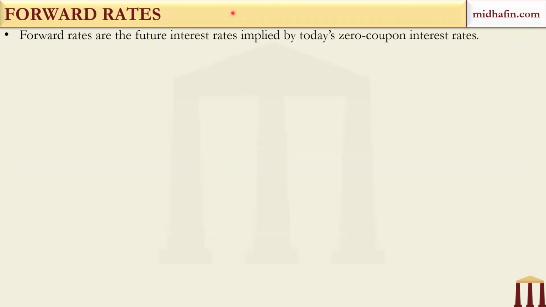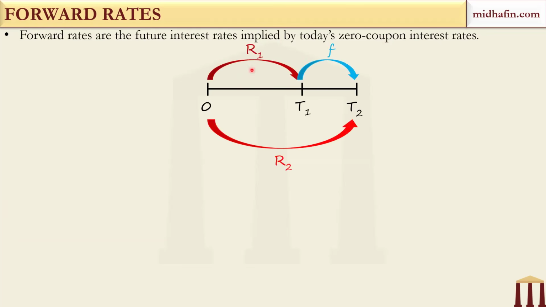Forward rates are the future interest rates implied by today's zero coupon interest rates. Let's say this is the timeline. Let's say you know that from 0 to T1, the interest rate is R1, and from 0 to T2, the interest rate is R2. You don't know what the interest rate is going to be from T1 to T2, because today at time t equal to 0, you cannot predict this, right? You don't know. So there is a proper mathematical way to project it. They are implied by today's zero coupon interest rate.